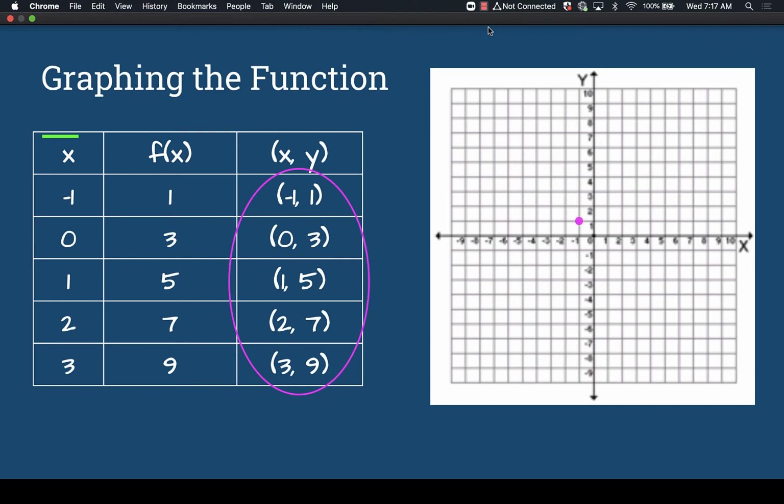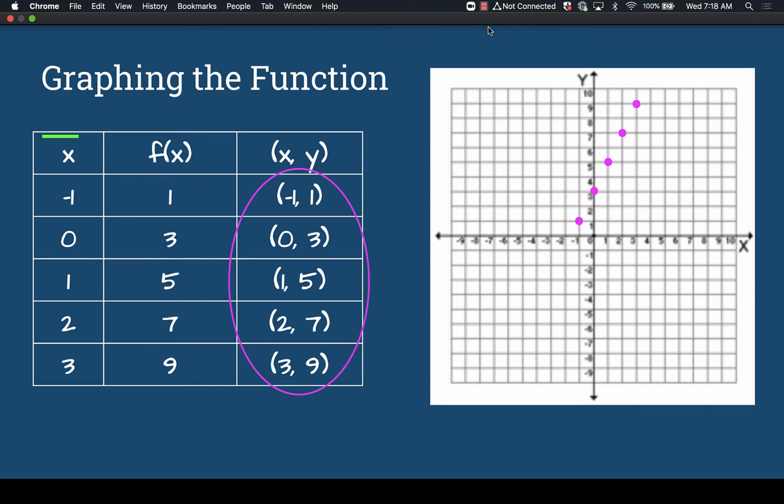So -1, 1, so 1 to the left and 1 up would be plotted there. 0, 3, 1, 5, 2, 7, and 3, 9. This is what the graph of our function would look like.